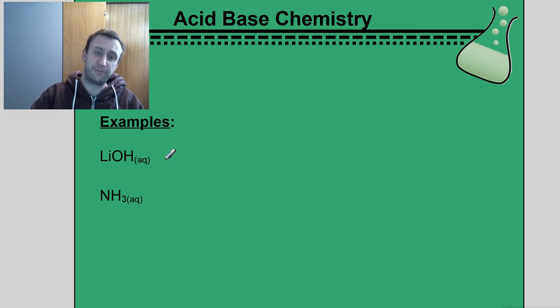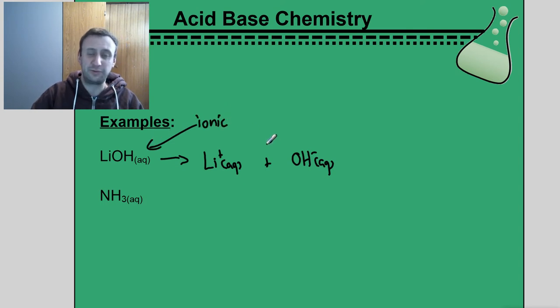So for example, if I have LiOH aqueous, this can dissociate in order to make Li+ aqueous and hydroxide. How do I know it dissociates? Well, this is an ionic compound, so I know it's going to break into its 2 ions if it's soluble, which this is. Everything in group 1, and lithium is group 1, dissolves in water, so I know it's soluble.